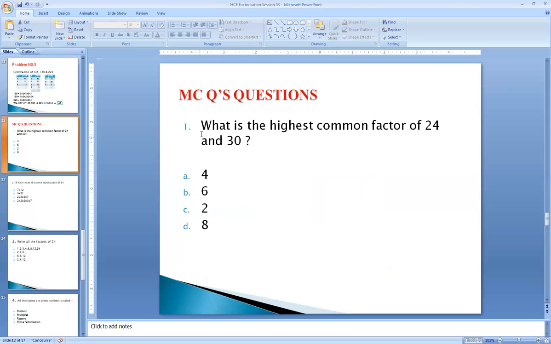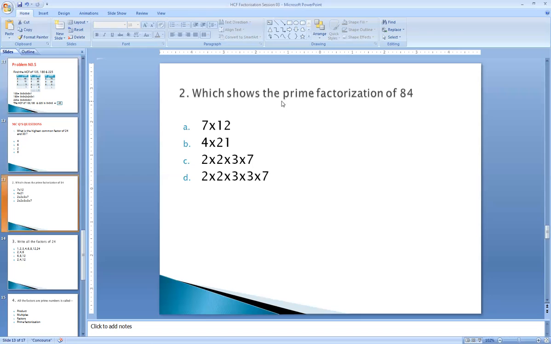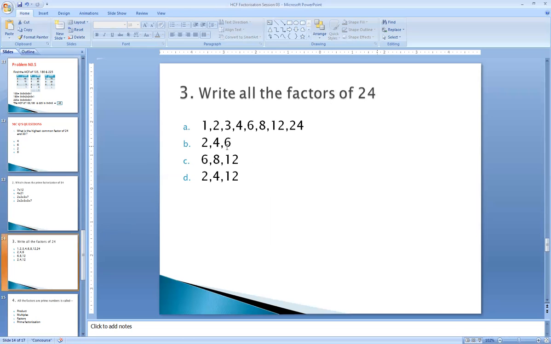The MCQs we have given: what is the highest common factor for 25 and 30? Calculate separately under the factorization method for both these cases, then answer. And the second one asks which shows the prime factorization of 84. Here prime factorization means prime numbers. Among these prime numbers, we have to check which product will be multiplied to get the number 84. And the next is to write all the factors of 24. Now we should see what all the factors of 24 are, which have been given in the four options.